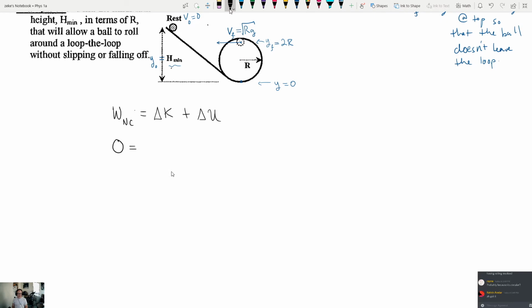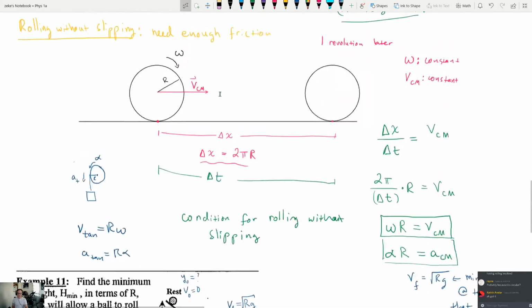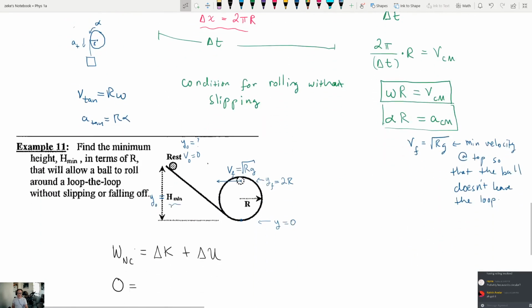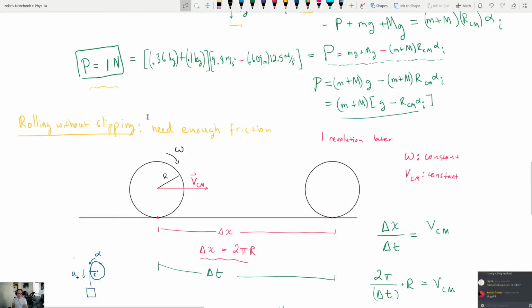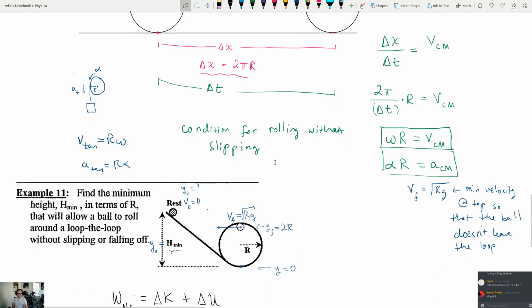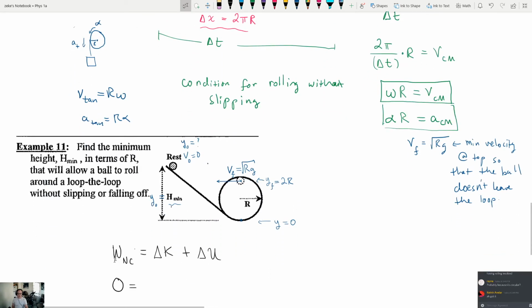There's technically friction, though. This is something you're going to have to kind of get used to ignoring, but the whole point for something to roll without slipping, and this is a situation where something is rolling without slipping. There it is. It says it right there. We want to be able to go around the loop without slipping or falling off. The fact that it says without slipping means you need to have enough friction, but you're not going to worry about the energy losses due to friction in these problems. Is that clear to everyone? There is friction in these problems, but we're not going to quantify the energy lost due to friction, basically.